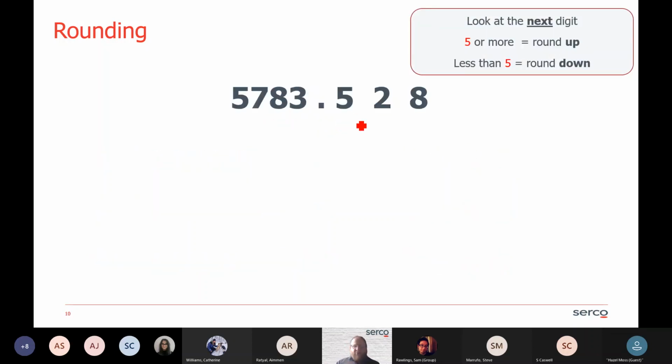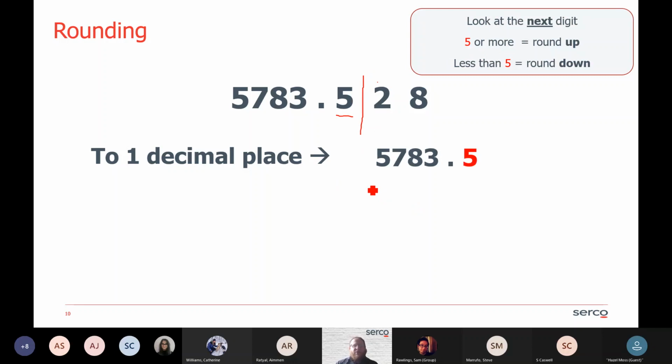So we'll keep our 5,783, and we can forget about that a little bit because that's going to look after itself. What I wanted first of all is to think about rounding to 1 decimal place. Well, our 1 decimal place is the number 5 because it's the first number after the decimal point. If we follow the same example that we did a moment ago, I'm going to draw a line after the 5 and look at the next figure. Well, the next figure is 2, which is less than 5, so we're going to round down. So therefore, rounding to 1 decimal place gives us 5,783.5.